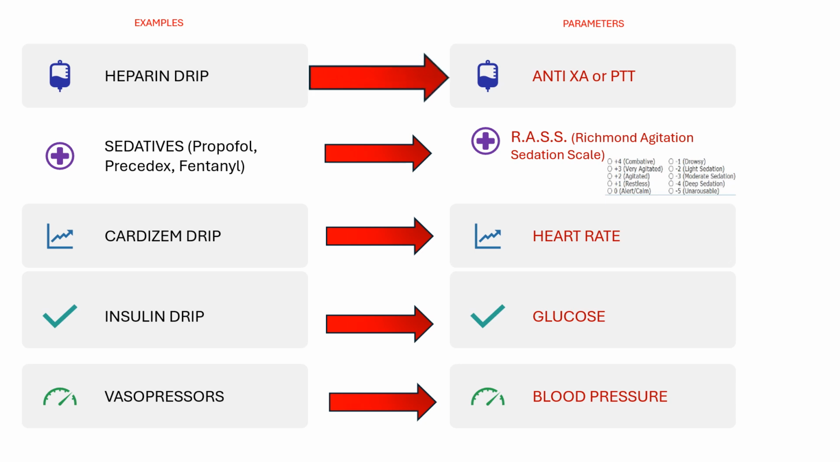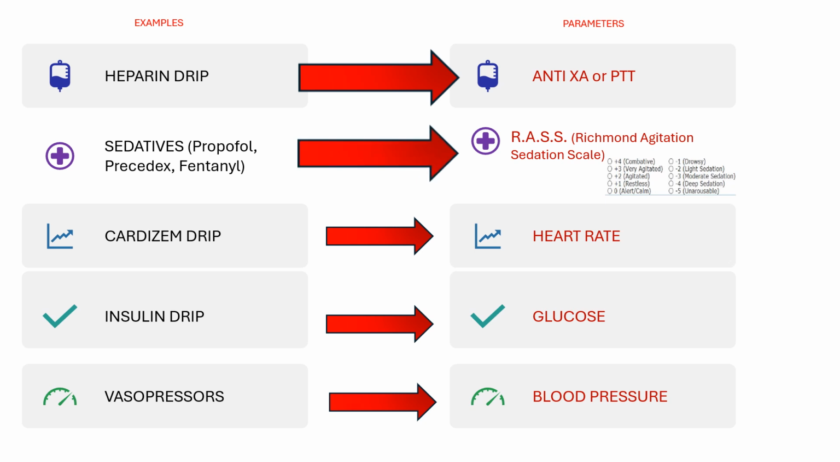For our heparin drip, we're going to be checking our anti-Xa lab values or PTT. These lab values are ordered every 6 hours, or if you get two lab values within the therapeutic range, then we check it daily. We have our sedatives such as propofol, Precedex, or fentanyl, where we use the RASS score. Richmond Agitation Sedation Scale is to be added in your work list and used for either pain or sedation. It must be indicated in our documentation.